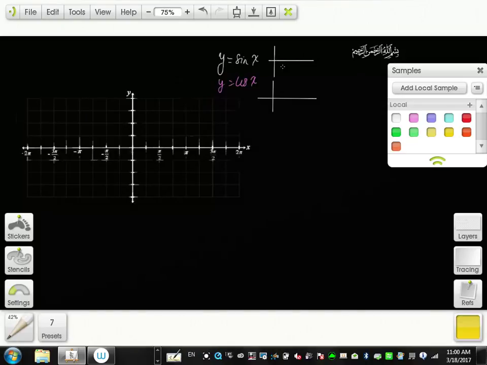Y equals sine of x looks like this, right? And y equals cosine of x looks like this. You follow? Obviously, I didn't do a very good job here, but you get the idea, right? It's the artistic representation with liberties. All right, that's sweet. Now listen.